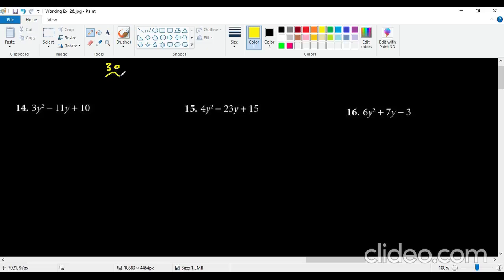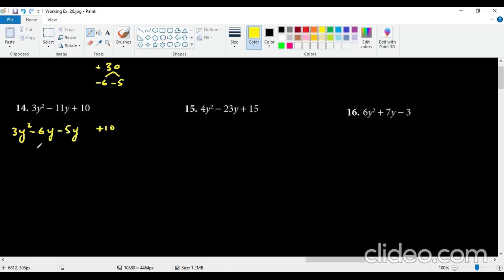When it comes to question number 14, 3 times 10 is 30. I need to split this in such a way to get minus 11. So in question number 14, you have 6 and 5. Minus 6 and minus 5 is going to give us a minus 11. I will write the first one and the last one as it is, no change, but we split the center one. So minus 6y and minus 5y is going to give us minus 11y.